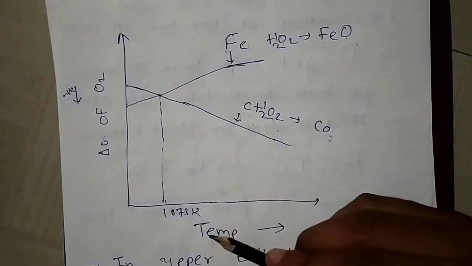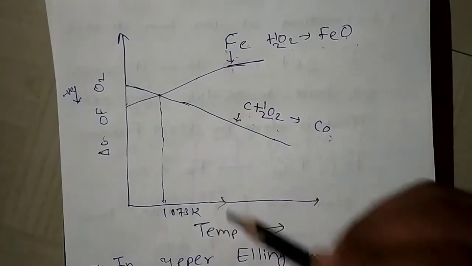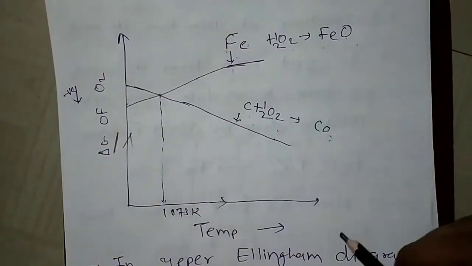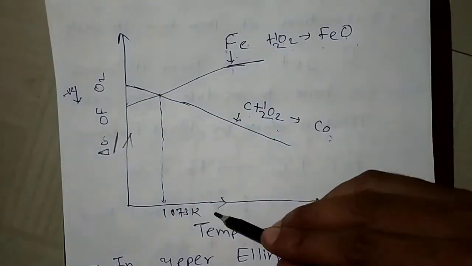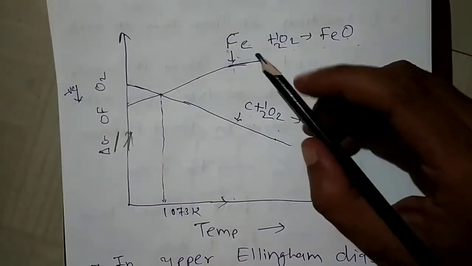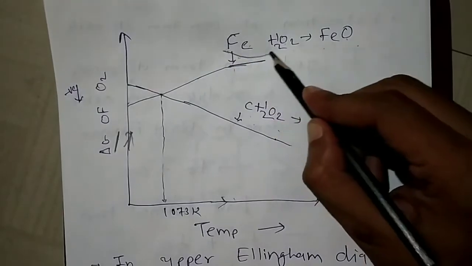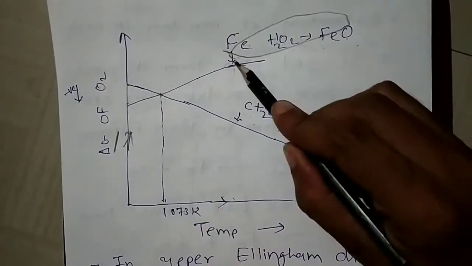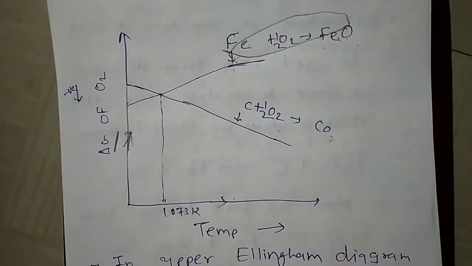Now here you can see oxidation of iron shows an upward line, and from that line we can say that with rise in temperature Gibbs free energy delta G increases. Here the process is the opposite of smelting. Again this is an oxidation process and we are going to perform a reduction process.